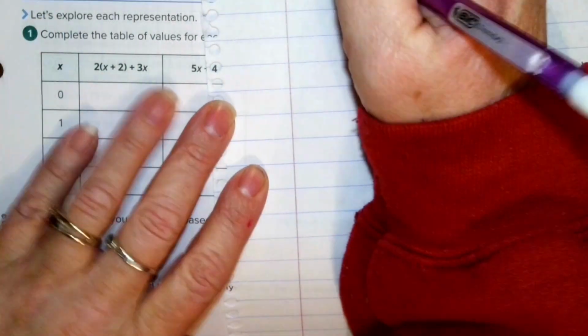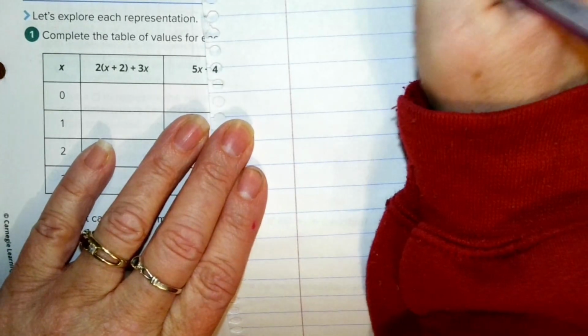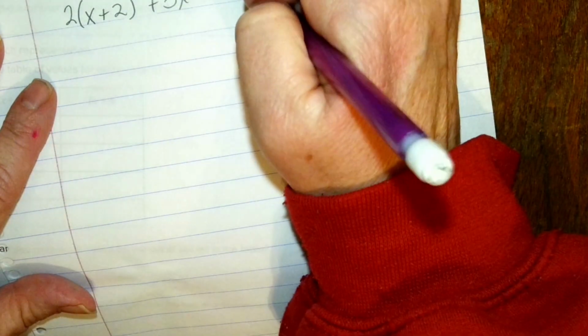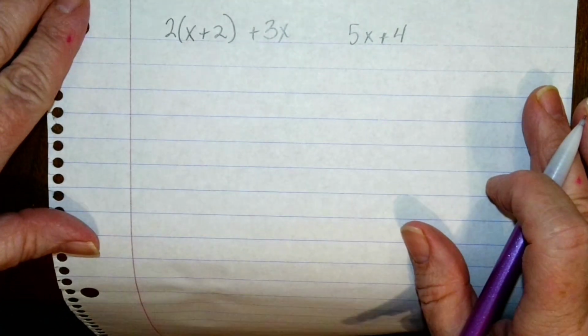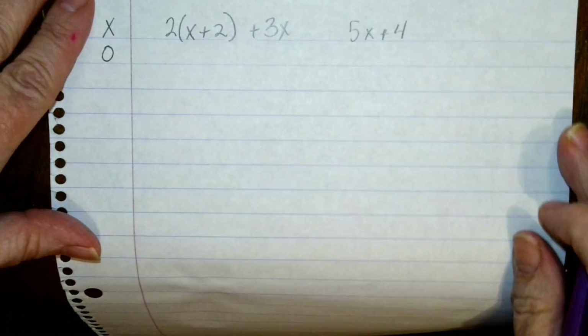Okay, so I'm going to rewrite this expression. The first one says 2 times the quantity of x plus 2 plus 3x, and then the next one is 5x plus 4. Okay, and we are supposed to check that for 0, 1, 2, and 3. I'm going to slide this over. Okay, so when x is 0, what do we get here?